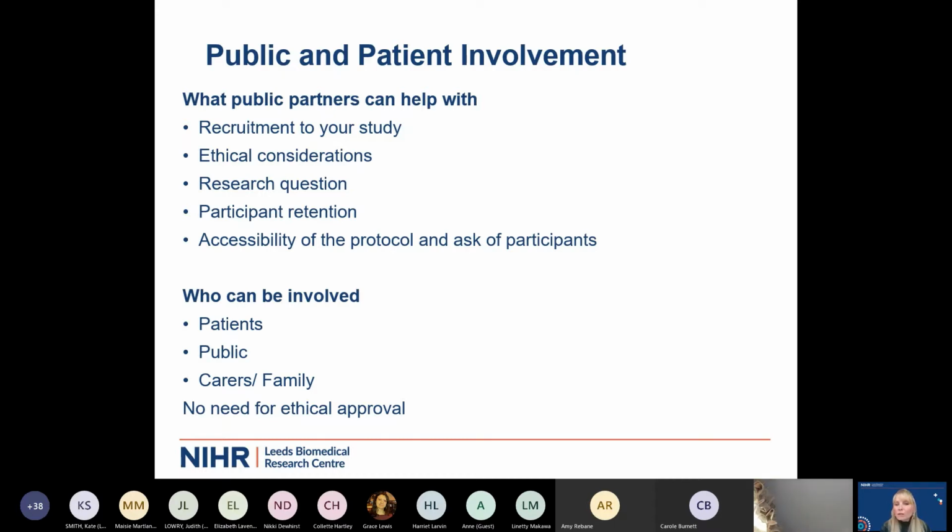And you can involve patients who have the condition that you're researching, but also you can involve members of the public who just have an interest in research. You can involve carers and family members who will understand some of the lived experience of that condition. And key to patient involvement, that we often get asked, is there isn't a need for ethical approval to conduct patient involvement activities. It's actively encouraged that you're talking to patients as early as possible about your research.